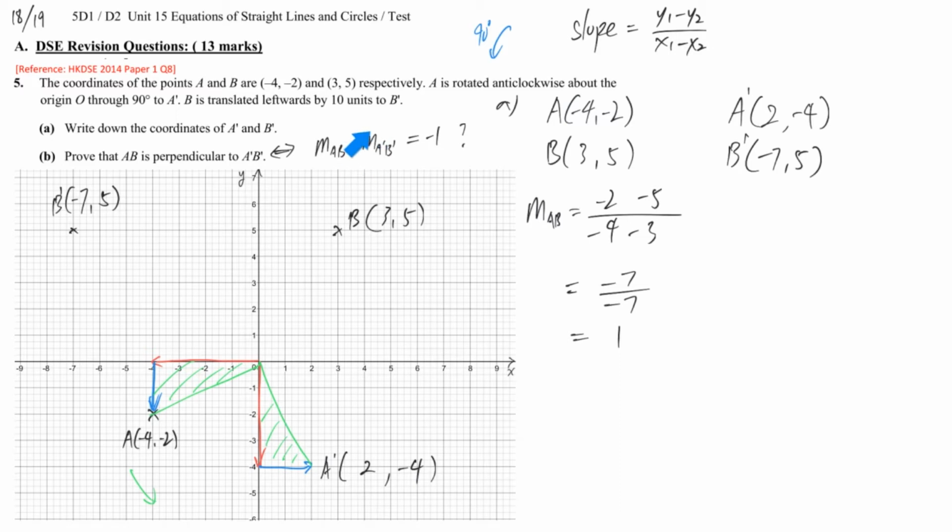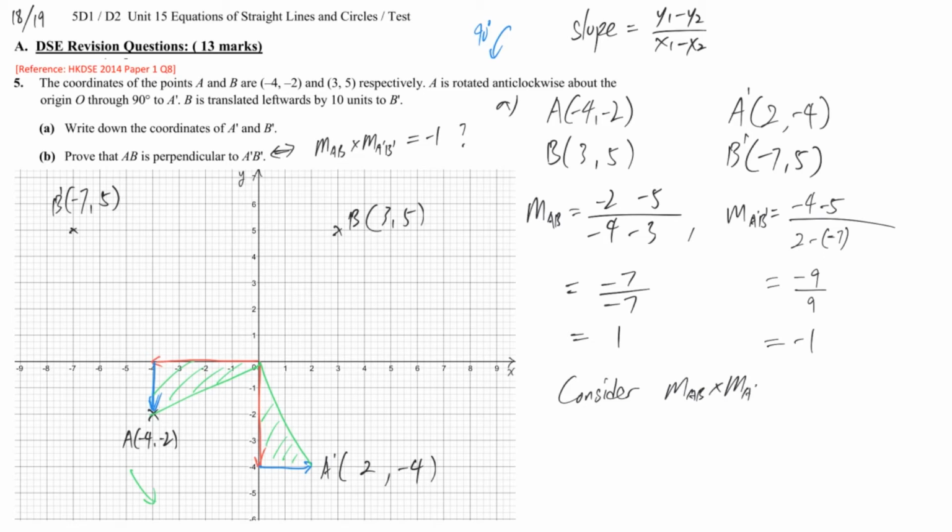For the other item, we need to get another slope. Slope A prime B prime is equal to delta y, -4 minus 5. Don't forget to write in this format for easy comparison: 2 minus negative 7. We have negative 9 over 9, so we get negative 1. We consider the indicator slope AB times slope A prime B prime, which is equal to 1 times negative 1. So the final result is -1.